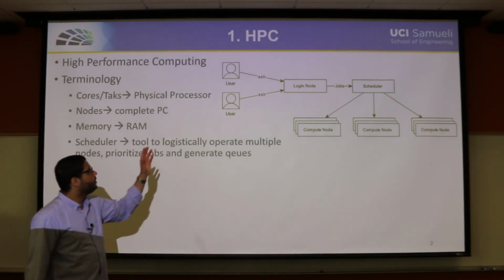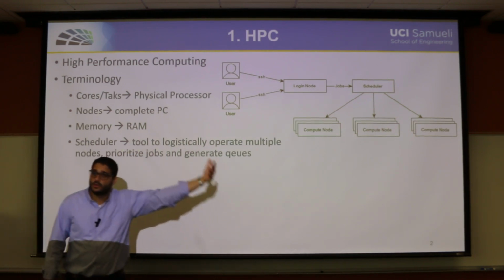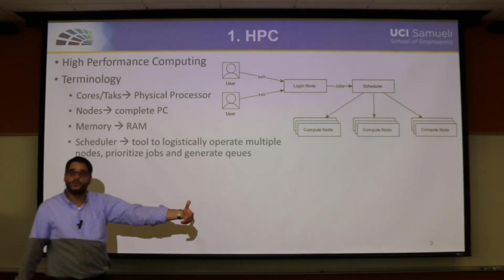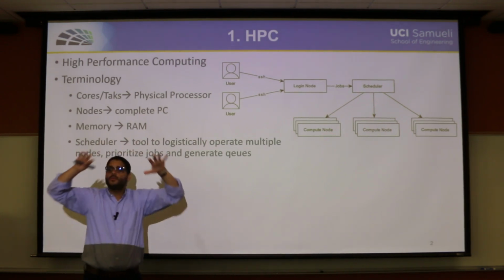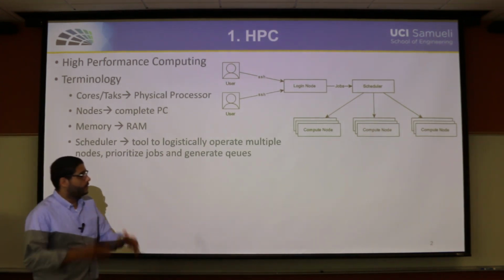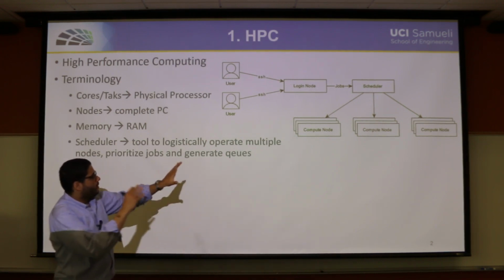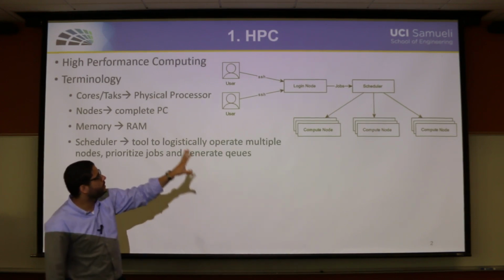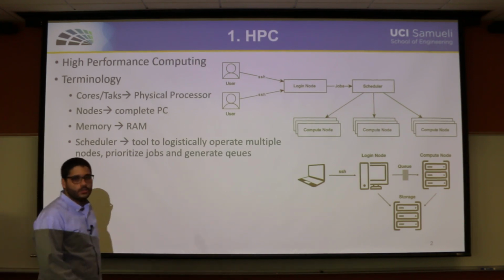After you log into the login node, you can submit a job to the scheduler. When you are asking the HPC to perform a specific job for you, you submit that job to the scheduler, and then the scheduler distributes or prioritizes, as we explained a little bit earlier, the jobs on the different compute nodes. So this means that the HPC has compute nodes and login nodes, and at the same time it has something called storage nodes.